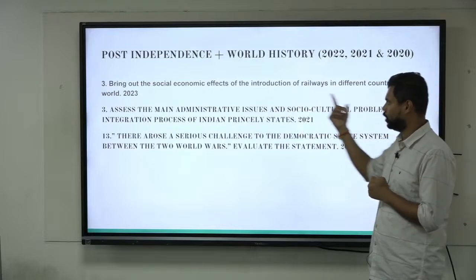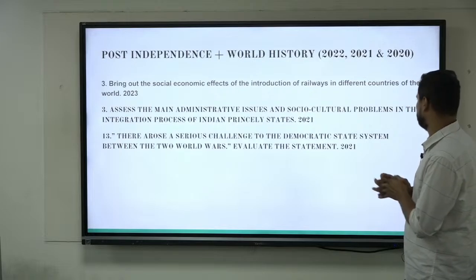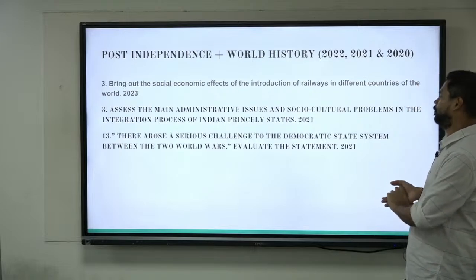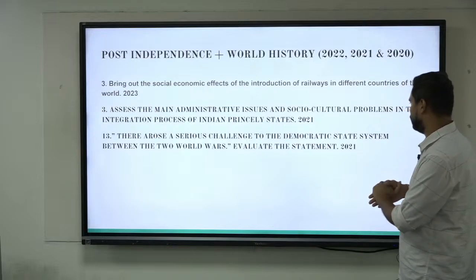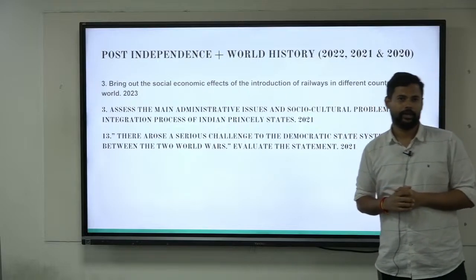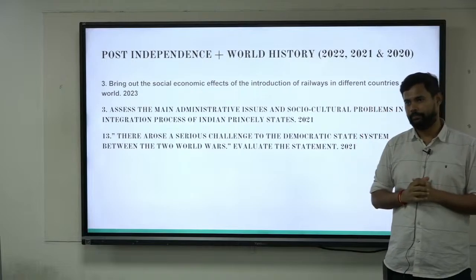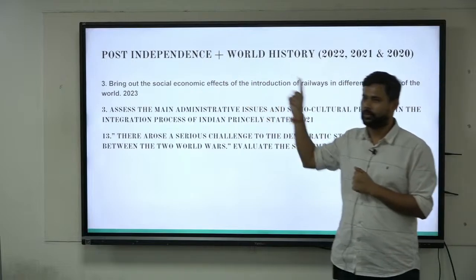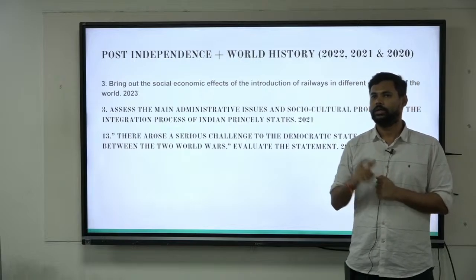One: bring out the socio-economic effects of the introduction of railways in different countries of the world. Assess the main administrative and socio-cultural problems in the integration of Indian princely states. There arose a serious challenge to the democratic system between the 2 world wars. Overall, you can assume that 1 question may come from post-independence and world history together. That can be the assumption.